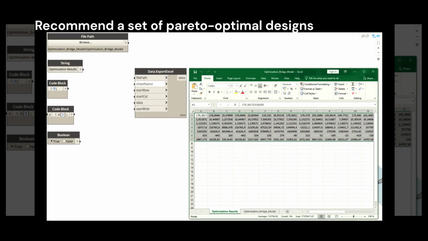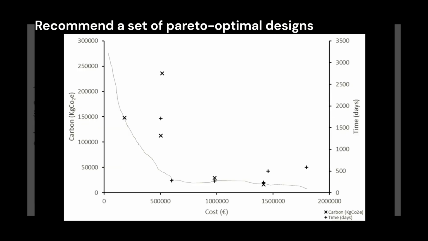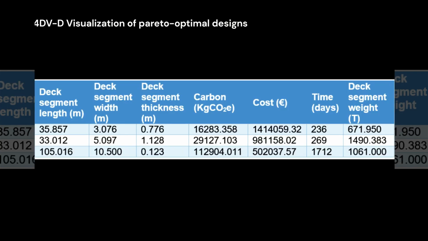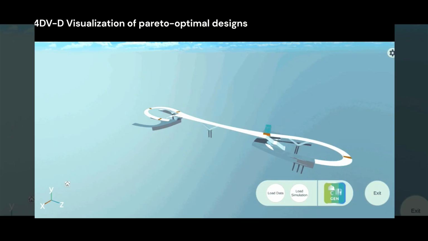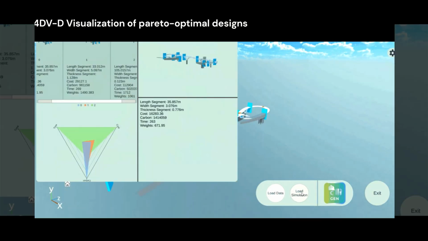The computationally generated alternatives are presented on an XY scatter graph which highlights the set of Pareto optimal design options. The recommended set of Pareto optimal design options are then visualized using the 4DVD. This improves understanding of the ramifications of different design choices.